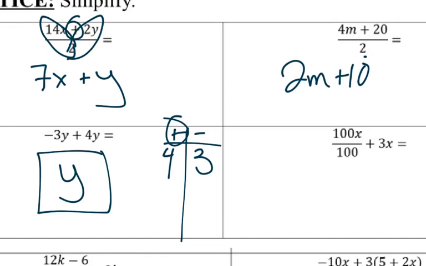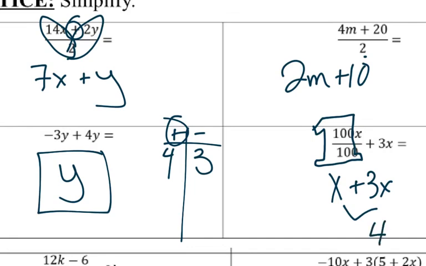Moving on, I should have x. Again, same deal. This is a fancy one. I don't need to write a numeric coefficient of 1. 100 divided by 100 is 1x, and I can just write the letter x, plus 3x becomes 4x. That is your final answer.